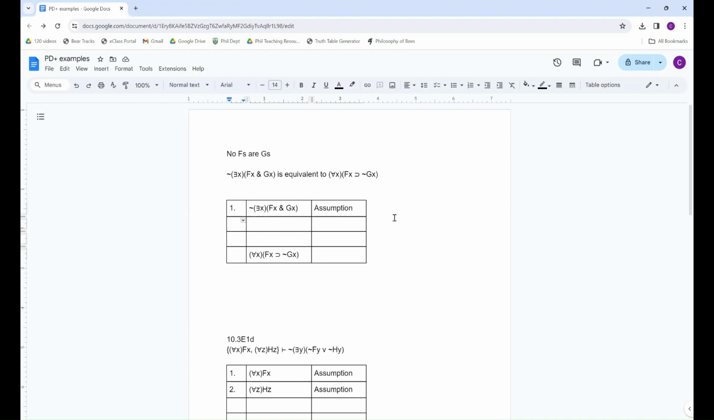Let's look at some examples of working with PD plus. If you remember back from when we were doing symbolization, we said that if you have no Fs or Gs, or something of this form, you can symbolize it either like this or like this. So we'll go through and we'll show that these two are equivalent. Now remember, to show the two things are equivalent in PD or PD plus, what you need is two derivations. We would need one that starts with this sentence and ends with this sentence, and another that starts with this sentence and ends with this one. So we've entered in this sentence as an assumption, and then we'll get down to this one.